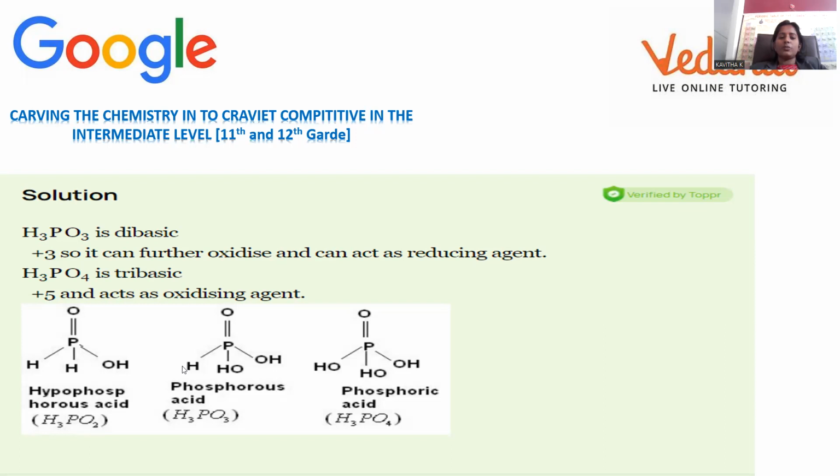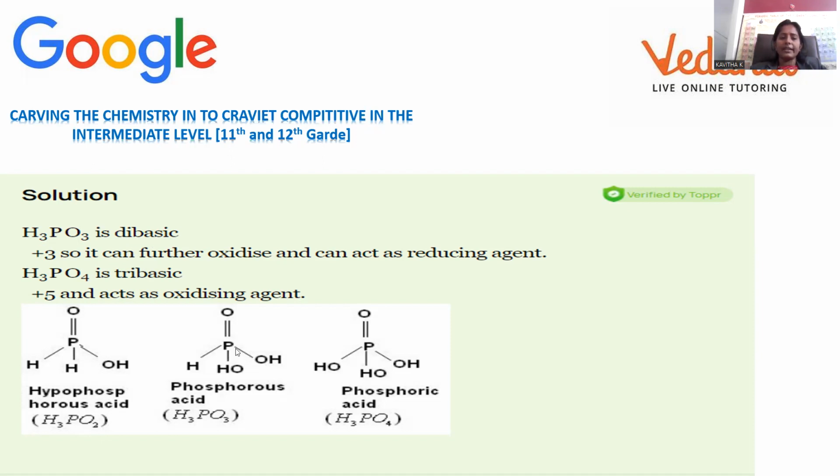But whatever P-H bond is there can't be polarized. We are not supposed to remove this hydrogen, as it is firmly bonded to phosphorus, so only 2 hydrogens will be liberated. Though we have 3, the freely available H plus are only 2, so we can say it is dibasic. The possibility to release H plus is called its basicity, right? How many are releasing? 2. Hence we can say dibasic.